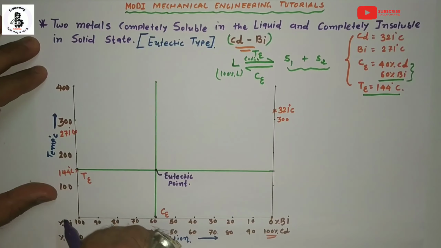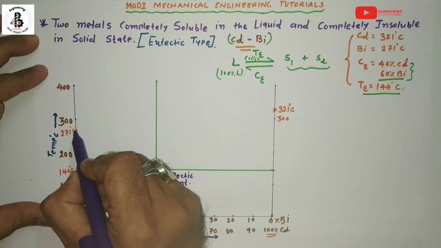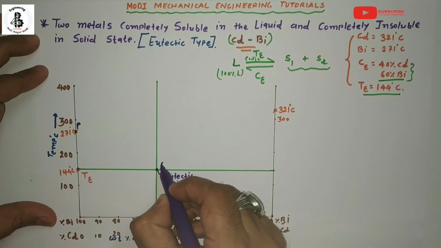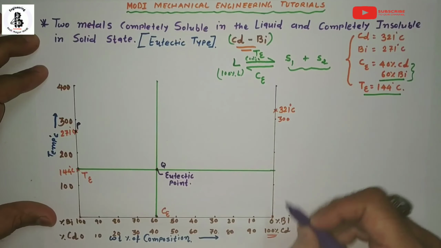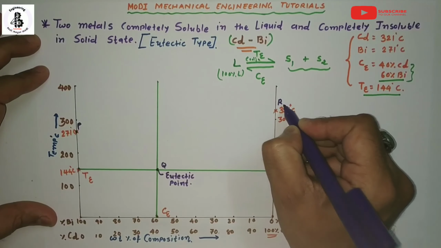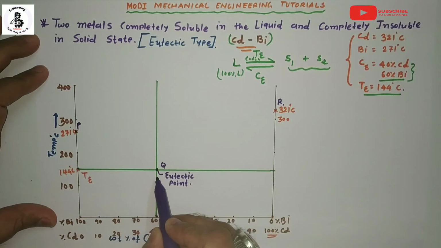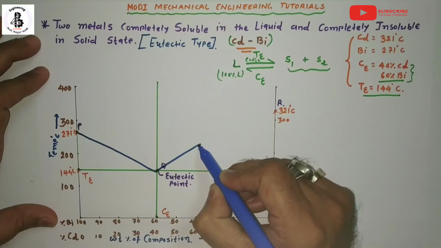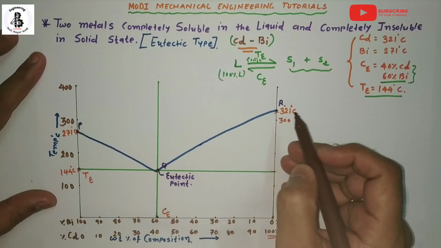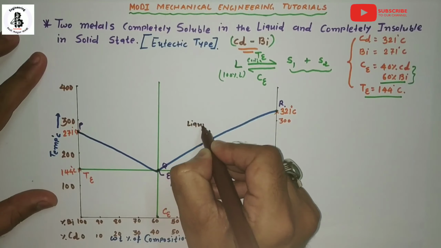Now we make three points: one at 100% bismuth, which will be the P point; at the eutectic point it will be Q; and at 100% cadmium, around 321, the R point. Now, according to the eutectic transformation, I would like to join P, Q and R. In the eutectic phase diagram, this line P, Q and R represents the liquidus line.